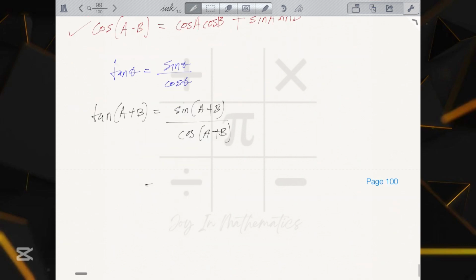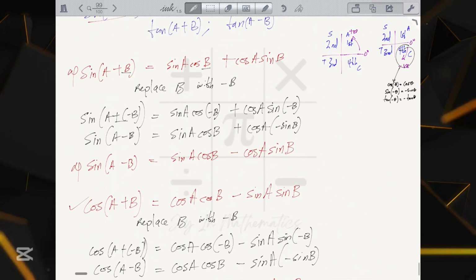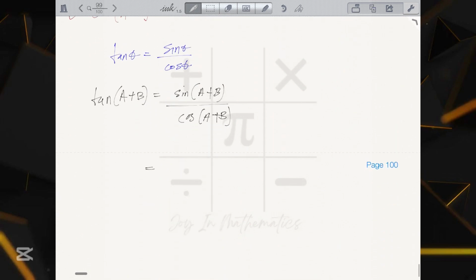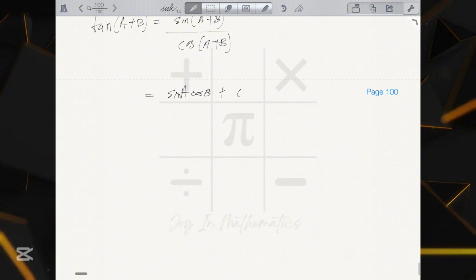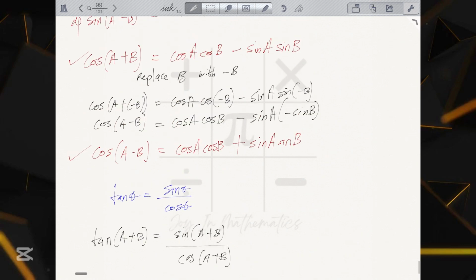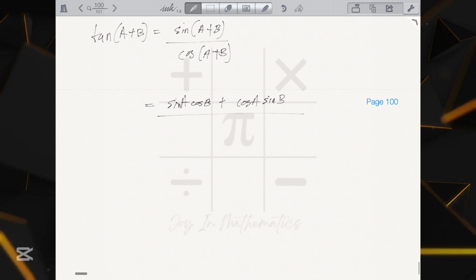So let's begin. What is sine a plus b? Sine a plus b is what we have here: sine a cos b plus cos a sine b. Sine a cos b being added to cos a sine b. And what is cos a plus b? Cos a plus b is cos a cos b minus sine a sine b.